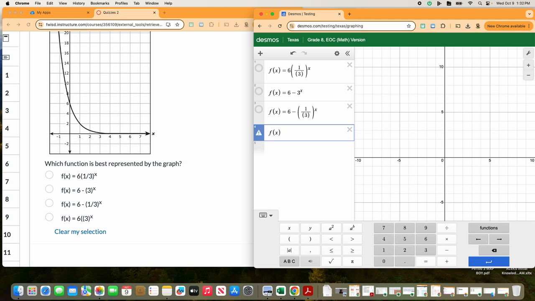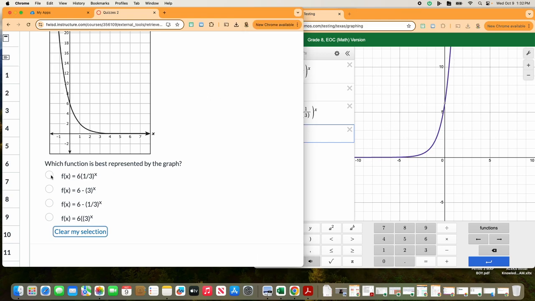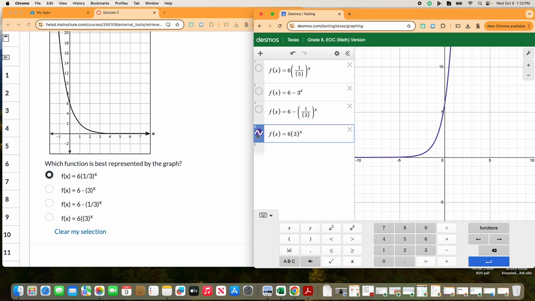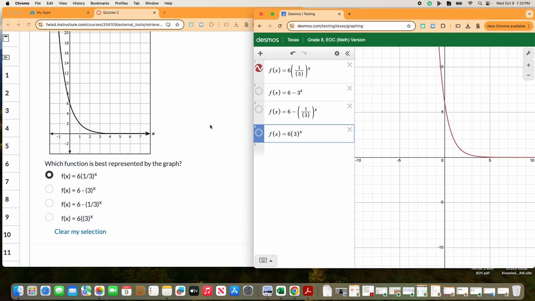Let me type in the last one. So what you're doing is you're typing these in and matching the graph to the one right here. Okay, that one is going the opposite direction. This is actually increasing. This is exponential growth. This one's decay. So I know it has to be the first one because when I look at my first one, it matches the same.